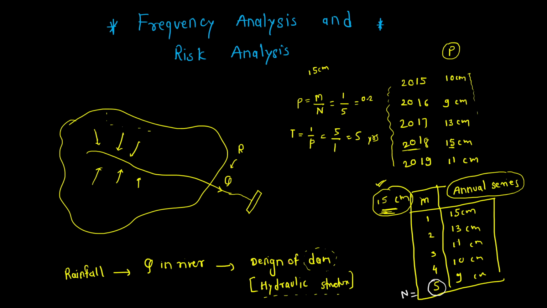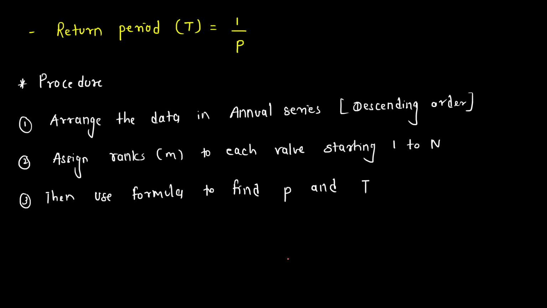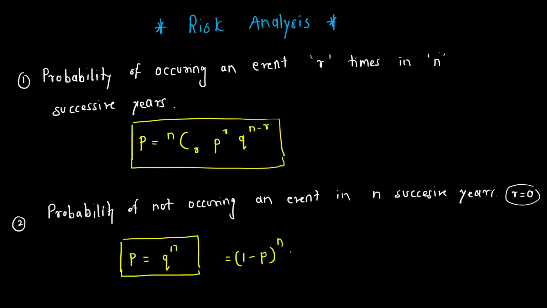So in the previous video, we have seen about frequency analysis and risk analysis, how we are using the probability of accidents and the return period for the design of structures. Now in this lecture, we are going to see three important definitions. So the first one is called probable maximum precipitation.